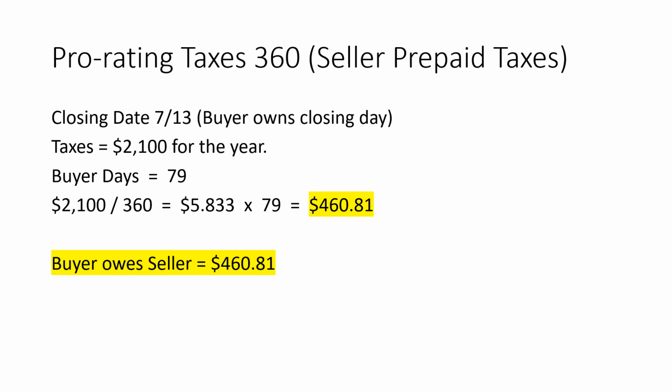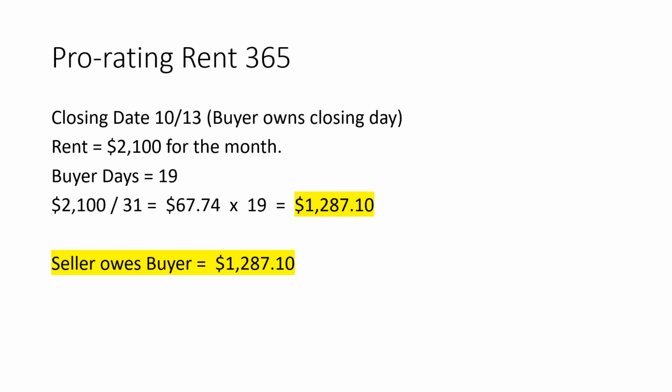Prorating taxes, the 360 statutory year, where the seller has already paid for the taxes. So your closing date is July 13th. The taxes for the year are $2,100. The buyer's days are 79 because remember, each month is based on 30 days. So $2,100 divided by 360 days tells you what it is per day. They have 79 days, so the buyer owes the seller $460.81.